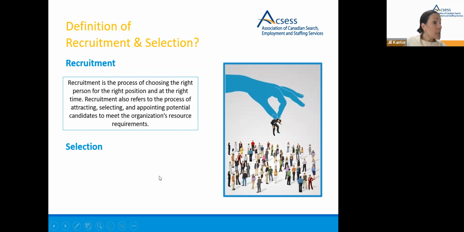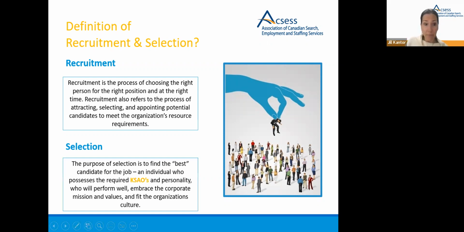I did not. From the selection perspective, the purpose of selection is to find the best candidate for the job. In recruitment, we're identifying and finding based on a variety of points, the job intake, the must-have qualities or the nice-to-have qualities that we're looking for. But the purpose of selection is to find the best one who possesses the KSAOs and personality, and so on and so forth.